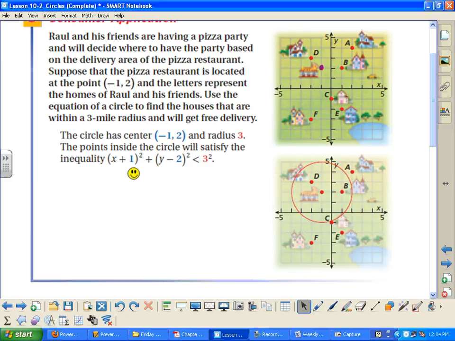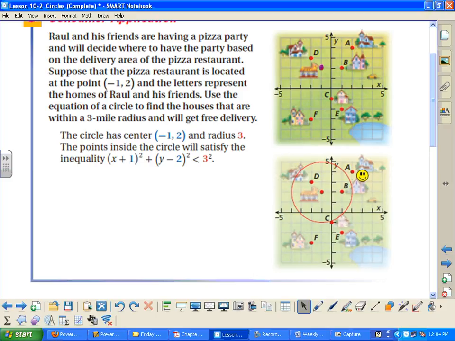So for instance, if I draw a circle here, we can see that B and D are definitely inside that circle, so they're going to get the delivery. But I'm not so sure about C. That looks pretty close here. And actually A looks pretty close also, and I need to check them. So there's actually two different ways we're going to look at. One is using the inequality, and another way is just using the Pythagorean theorem or distance formula.